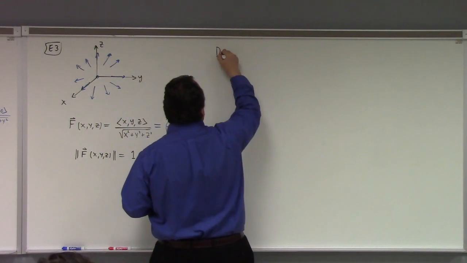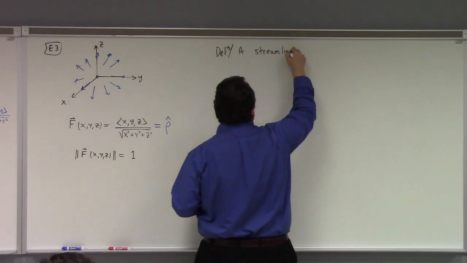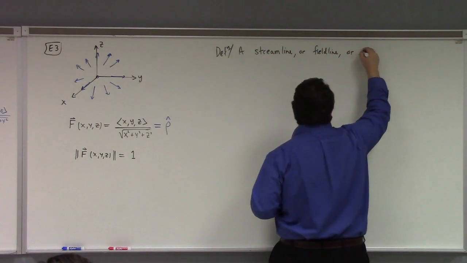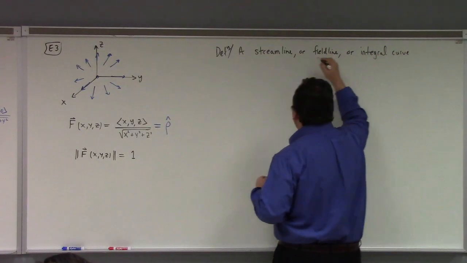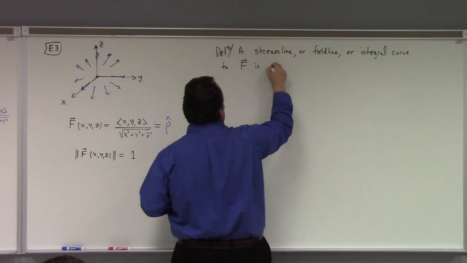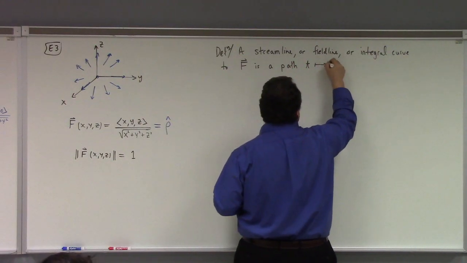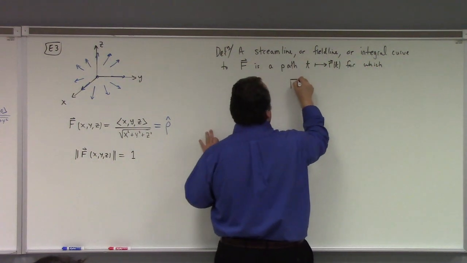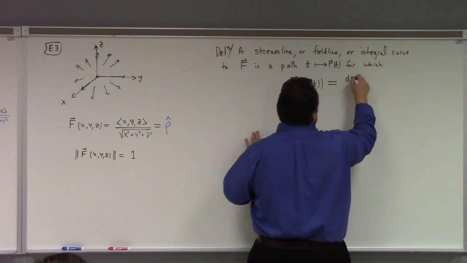So, definition: a streamline or field line, or as it's sometimes called, integral curve, to a vector field F is a path, let's say t maps to r of t, for which F of r of t is equal to dr/dt.